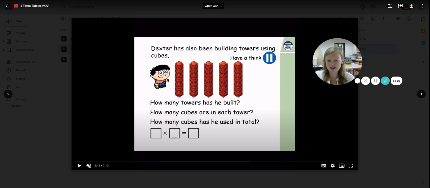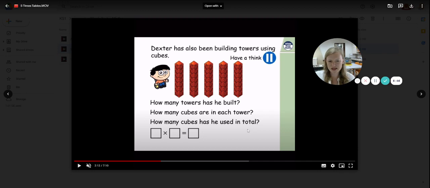They're a bit tall. We're definitely going to need to check. 1, 2, 3, 4, 5, 6, 7. So this time we have 5 towers of 7 cubes. We can still count in fives, can't we? We're going to do it 7 times. 5, 10, 15, 20, 25, 30, 35. There are 35 cubes altogether, and we figured that out by counting in fives.